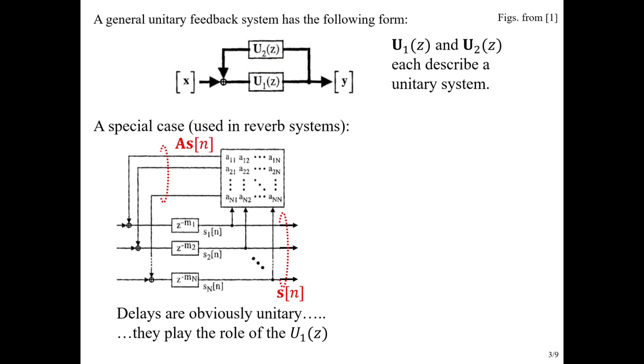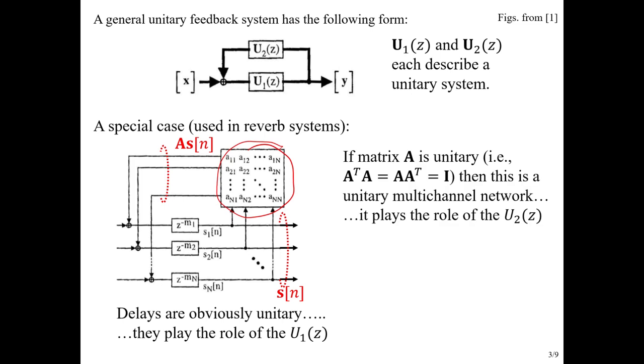Okay, so we've got this part handled. That's a very simple unitary system. And that's where the dynamics will be in this reverb system. What about this matrix A? We need to have some conditions on it. Can't just be any old matrix.